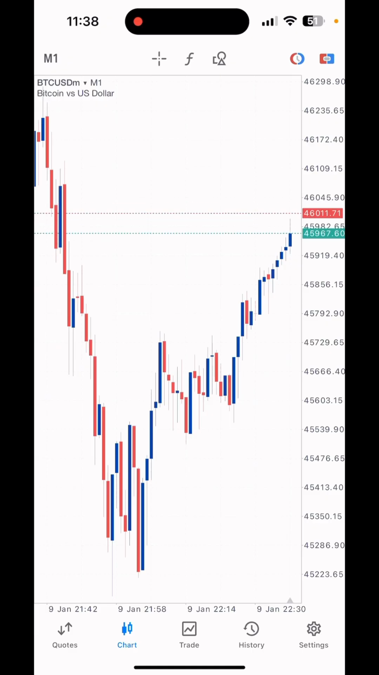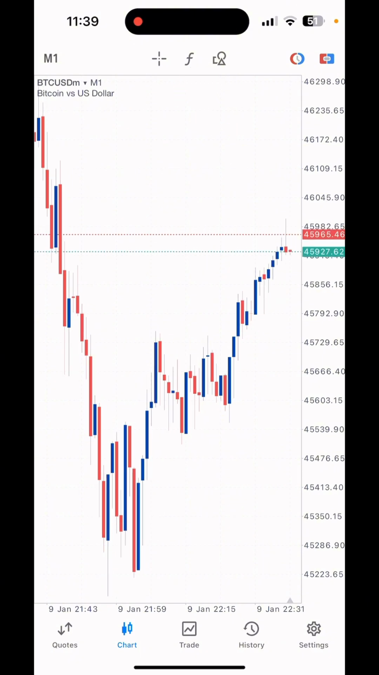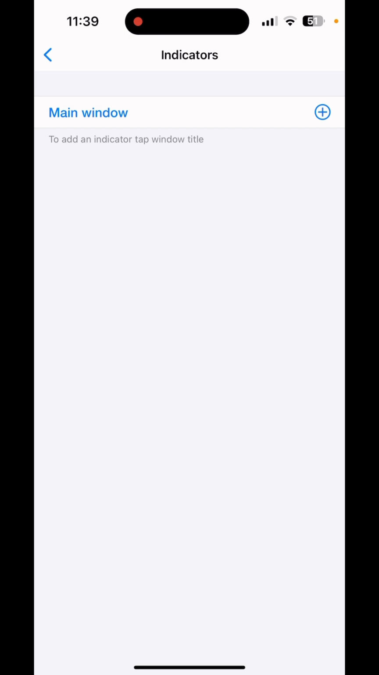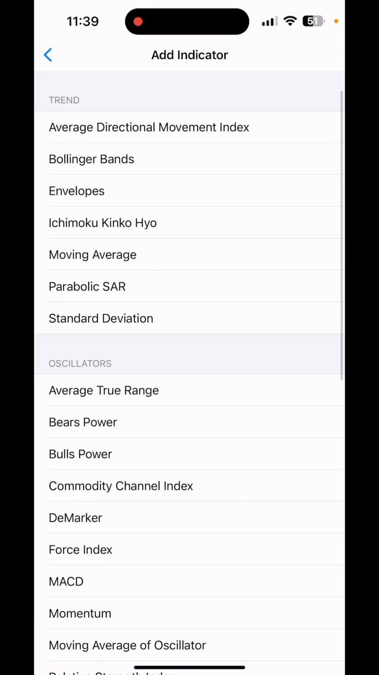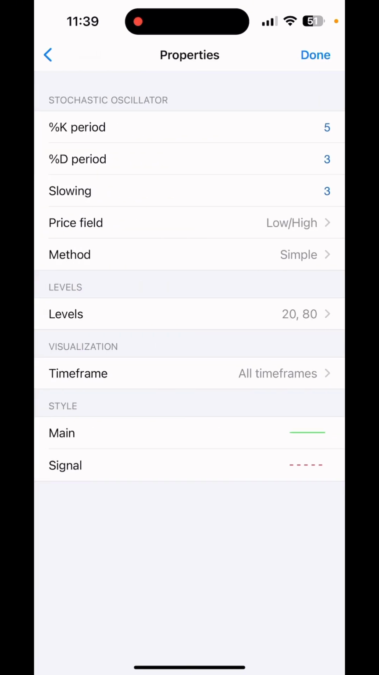This is our chart. Now, this is on BTC USD, as you can see above. So what you want to do right now is add the stochastic oscillator. It's normally called Stoch. So what you want to do now is click this F sign. Once you tap it, you click main window. You tap the plus sign. Then you scroll down to locate stochastic oscillator. As we can see, this is it here. You tap it.